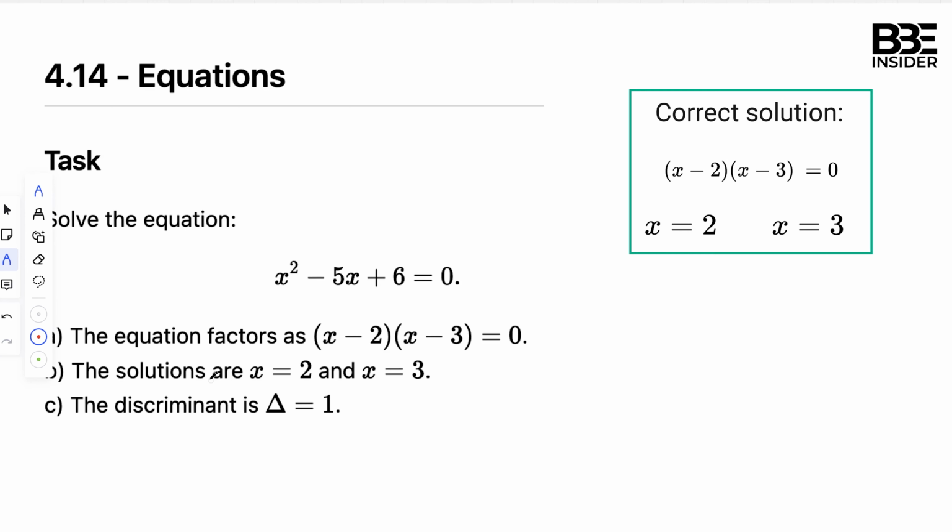To summarize, all statements are correct. The equation factors to (x - 2)(x - 3). The solutions are x equals 2 and x equals 3. And finally, the discriminant is indeed 1.